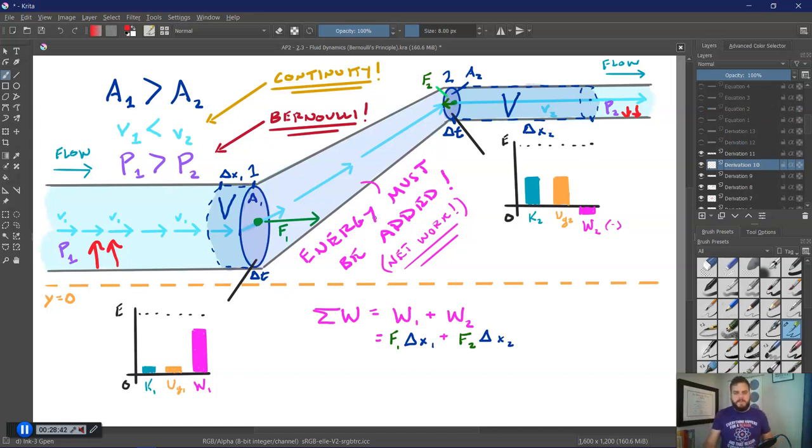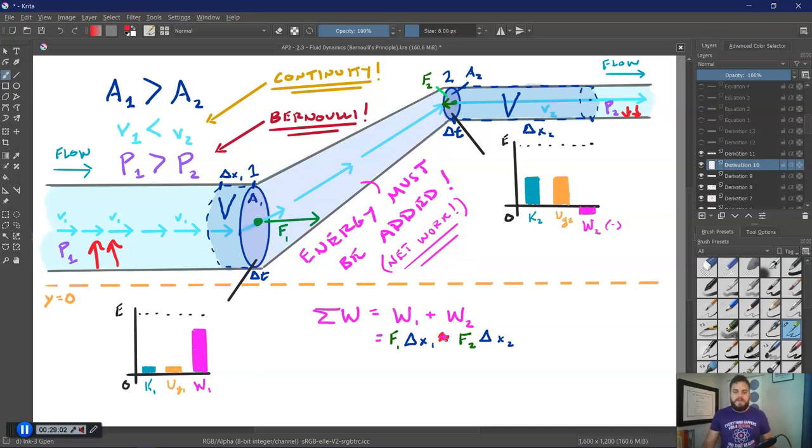Now let's start to have this derivation, which is, if we look at this chunk right here in the middle, the net work on that chunk is going to be the work from 1 and the work from 2. And we have work as force times distance. So this net force F1 is being applied over this distance, delta x1, and this net force F2 is being applied over this distance, delta x2.